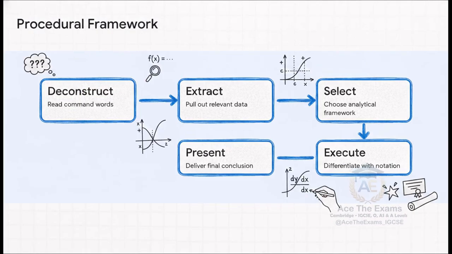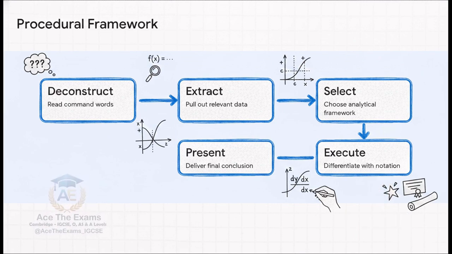Here is the exact procedural framework Cambridge candidates must follow. We call it DESEP. Step 1 is deconstruct. Look closely at the command words. Are you being asked to find, show, or discriminate? Step 2 is extract. Pull out the relevant algebraic equation and any specific boundaries for x. Don't bring the whole paragraph with you, just the data you need.